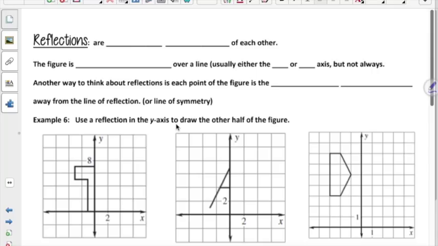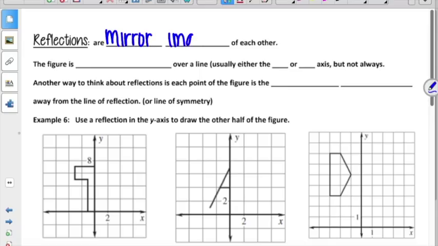Another way to think about reflections is each point on the figure, each vertex, is exactly the same distance from your line, from the line of reflection, which is also sometimes called the line of symmetry. Those two terms are interchangeable. They mean the same thing.